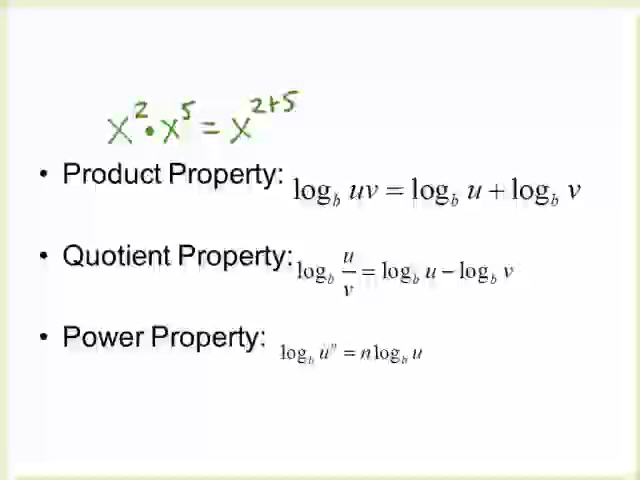For the next one, when we did division and I had something like x to the 8th over x to the 3rd, what did we do with those exponents? Subtracted them. So division should be related to subtraction. So our second property, the quotient property, says that when we are dividing something inside of a log, we can separate it by subtracting the individual logs.